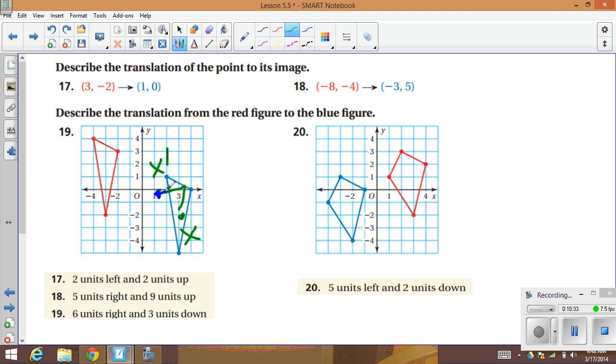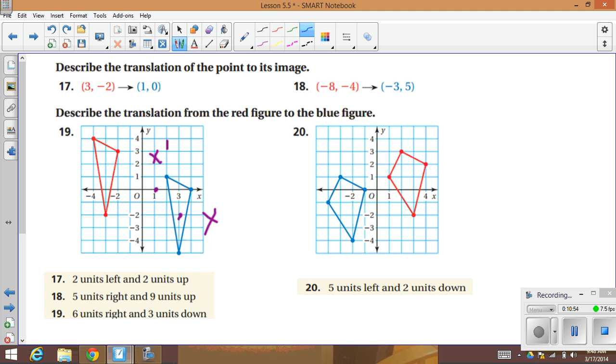sorry, I'm starting at the wrong one, that's the prime. We start at the original point. Let me clean this up and start again so we can see it properly. We'll go purple this time. 3, -2, that's my x, and then 1, 0, that's my x prime.